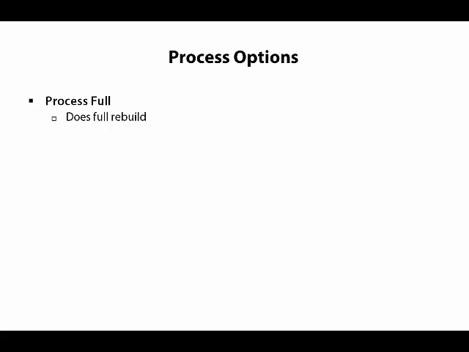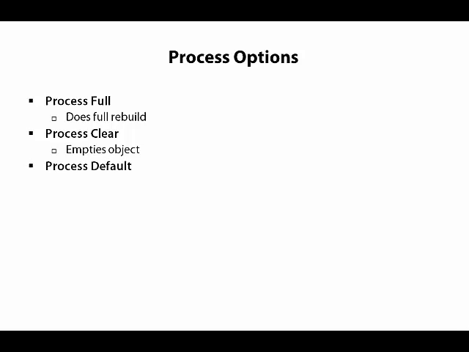Sometimes, though, databases are too large to process this way, and we need to break the processing steps down component by component. And when we do that, there are implications that we need to consider. Another process option that we have is the process clear option, and that simply empties out the object. Of course, if it's empty, it cannot be queried.